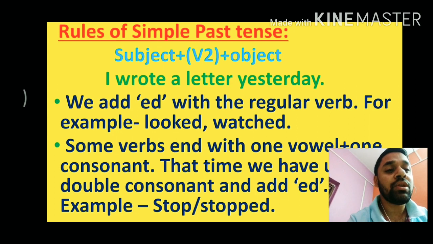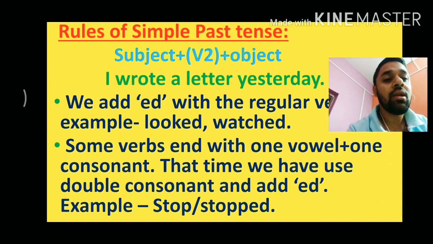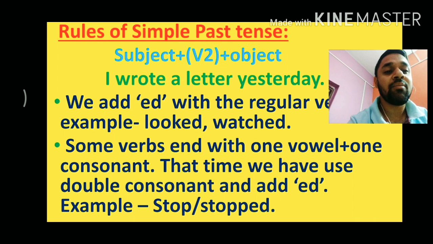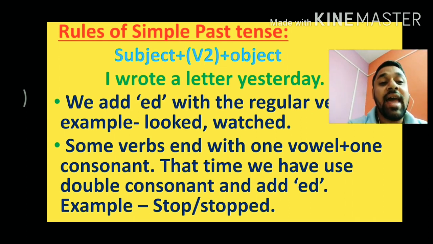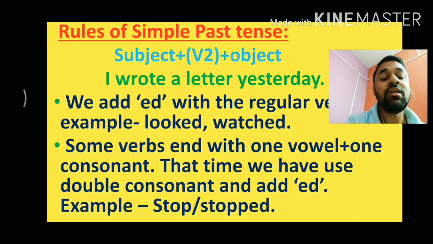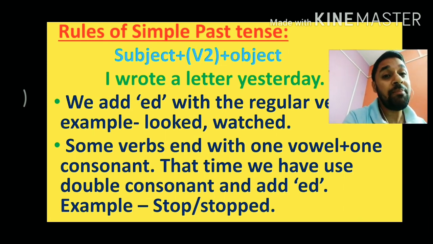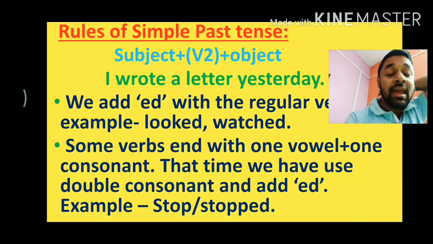Some verbs end with one vowel and one consonant. In that case we have to use a double consonant and add ed. Example, stop, stopped, plan, planned. So stop, and when we add ed, we have to write stopped, like plan, and when we add ed, planned.